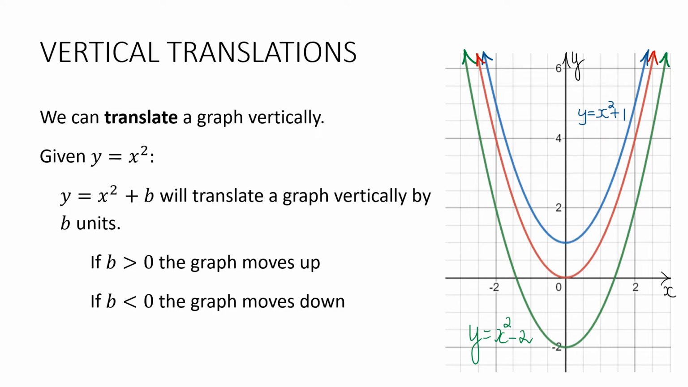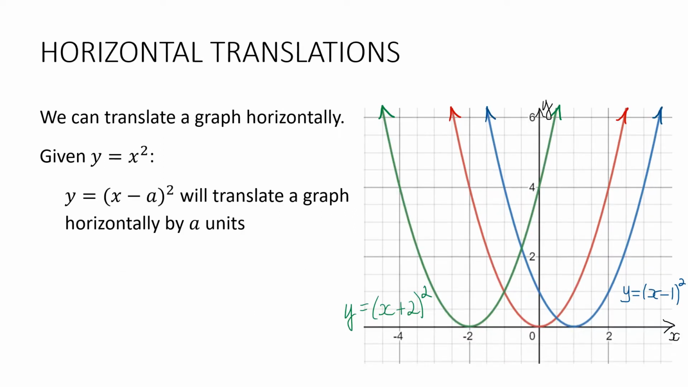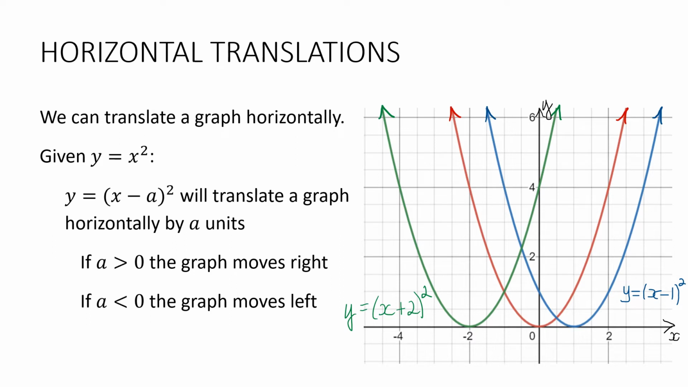If the number on the end is negative, then the graph moves down, like this one, y equals x squared take away 2. We can also translate a graph horizontally, and instead of y equals x squared, we will have y equals x minus a all squared. So this graph will translate horizontally by a units. Now, if a is positive, then the graph moves to the right. And if a is negative, then the graph moves to the left.